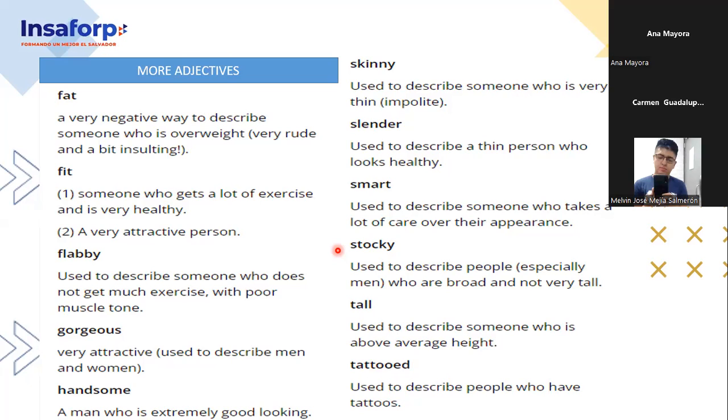So when we say stocky, esta la vamos a utilizar casi siempre para hombres, because cuando alguien, usted le dice a alguien, está bien fornido, está bien cholo, fornido. So we say, oh, you're very stocky. So alguien que no está muy alto, puede ser alguien pequeño, pero está fornido in our language, en nuestro idioma, like Spanish, okay? So tall, as we have there, is someone, we use that adjective to describe someone who is above average height.